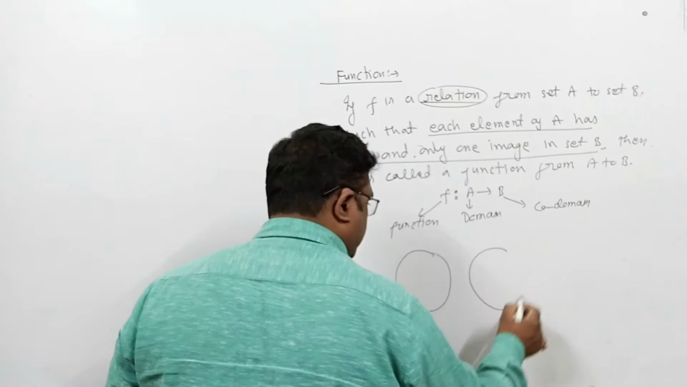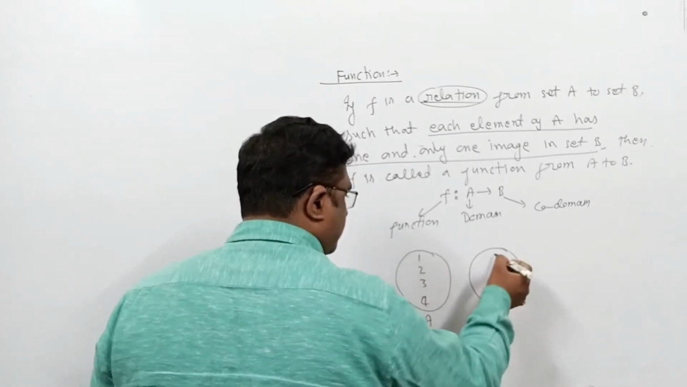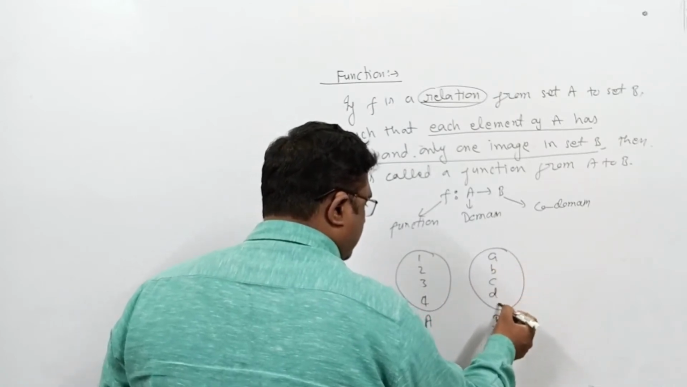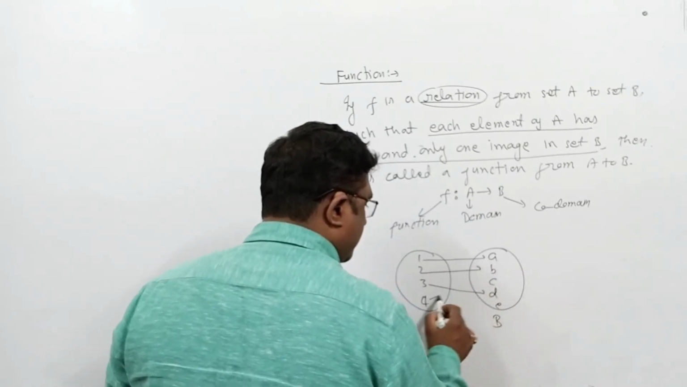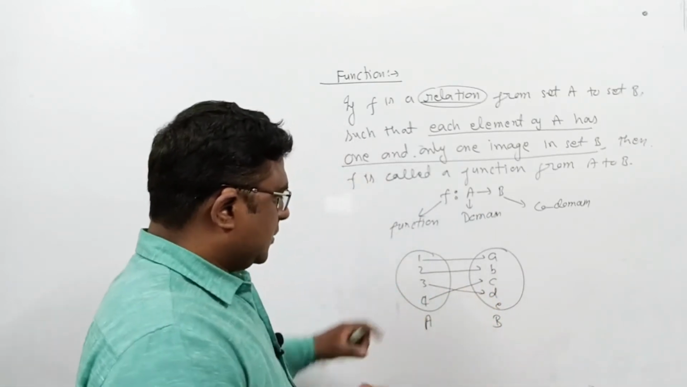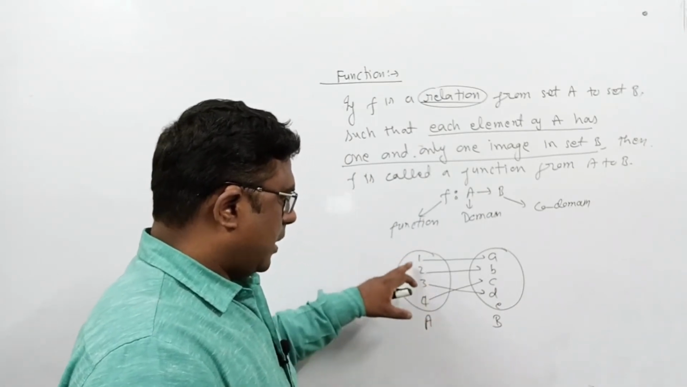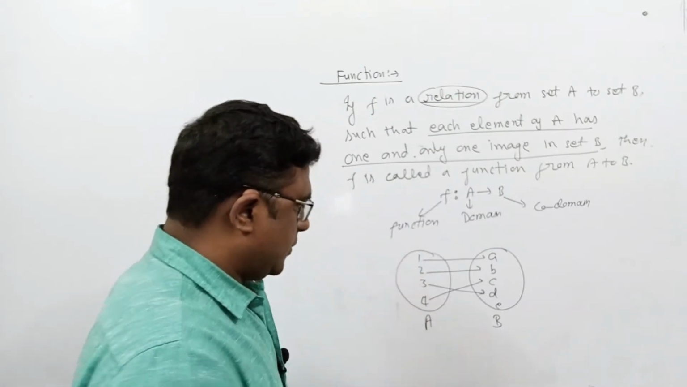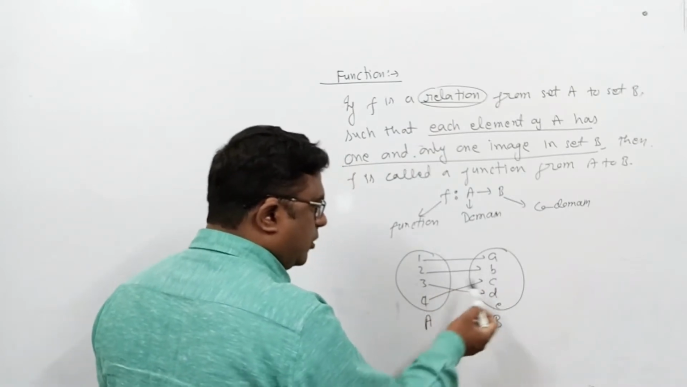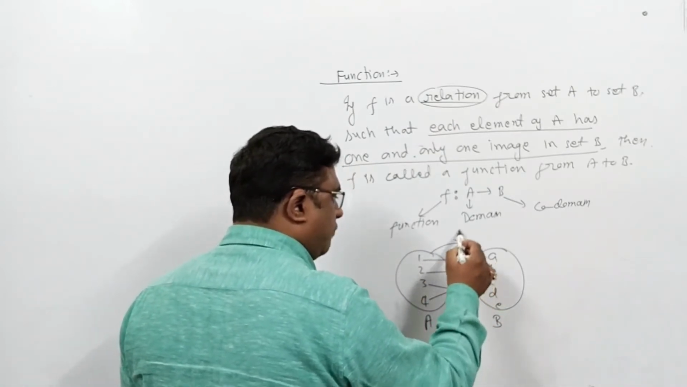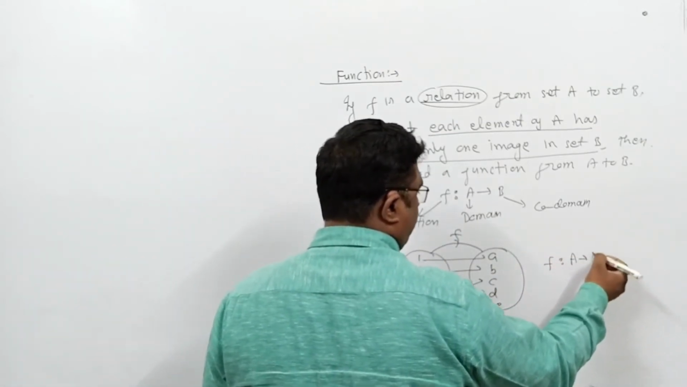Suppose it is set A, it is set B. Here you see all elements are having images because all elements are releasing arrows, and each element is having only one image. Image of 1 is A, image of 2 is B, image of 3 is D, image of 4 is C. So this is a function from set A to B. In this situation, I can say that f is a function from A to B.